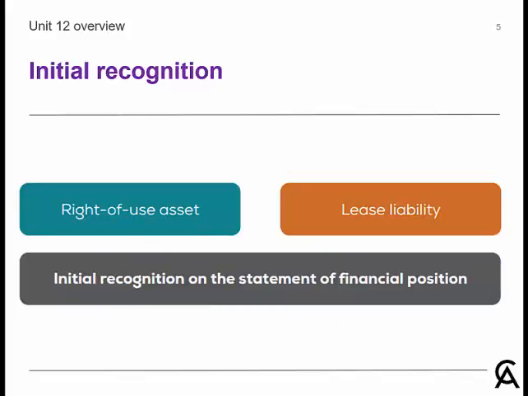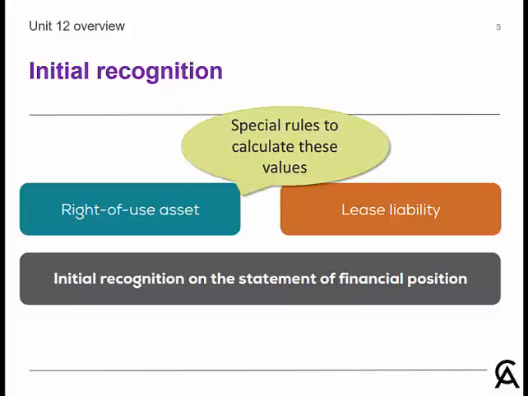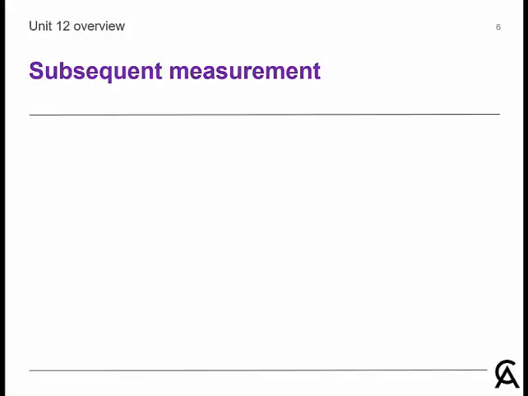To do this, what we're looking at is recognising a right of use asset, so the right to use the underlying asset. We don't recognise the asset itself, it's a right of use. And correspondingly, we recognise a lease liability on the balance sheet. And there are special rules outlined in the CSG about how to calculate these values.